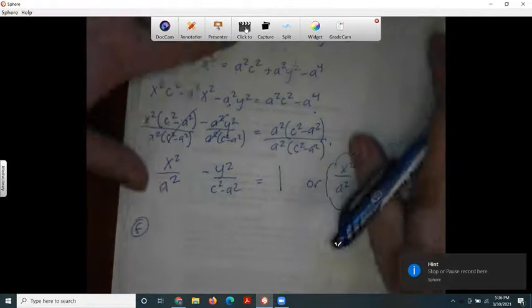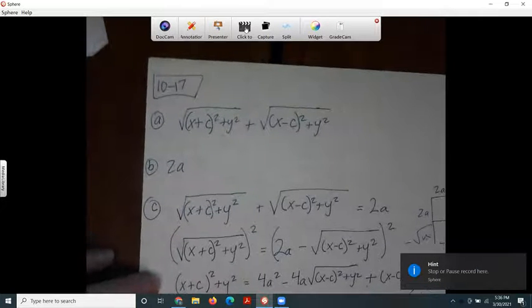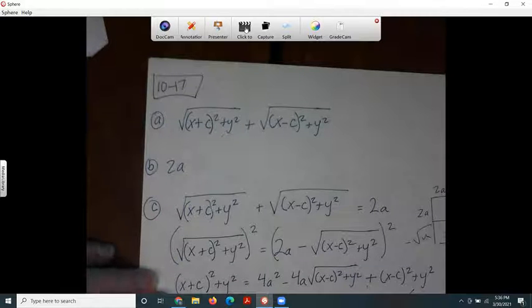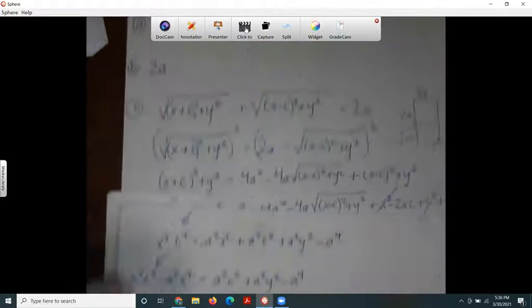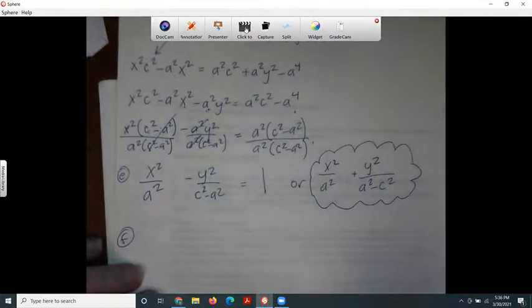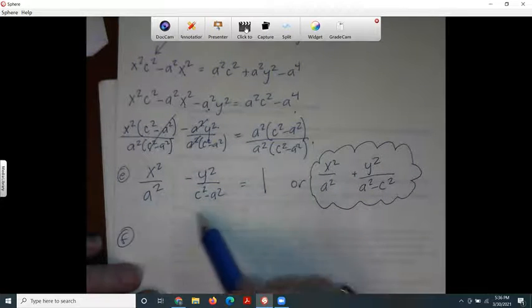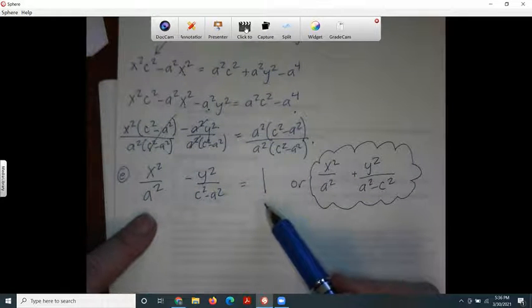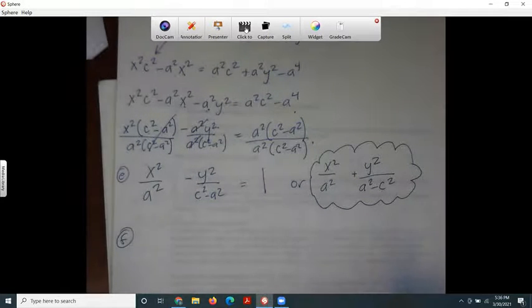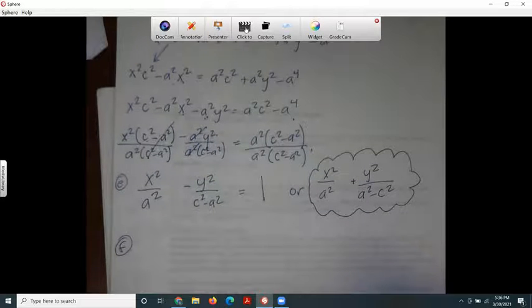Okay, here's the pre-calc. It's part 2 of problem 10-17 because it's a very long problem. So now, I left off right here, letter E, and letter E said continue to rewrite your equation until it equals 1. Hint, you may need to factor.